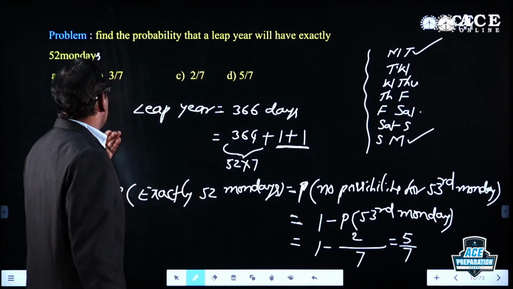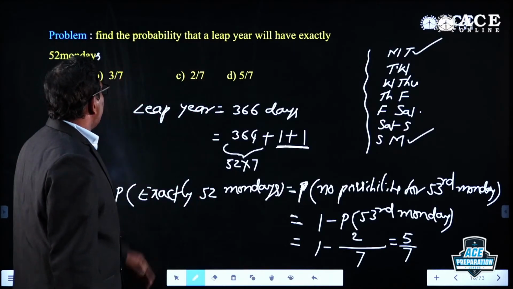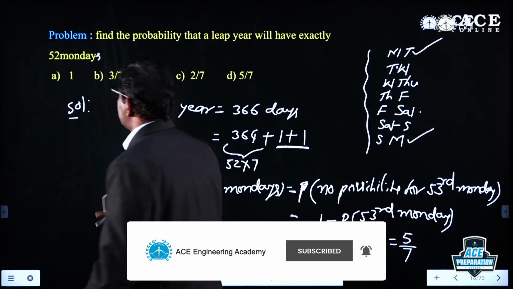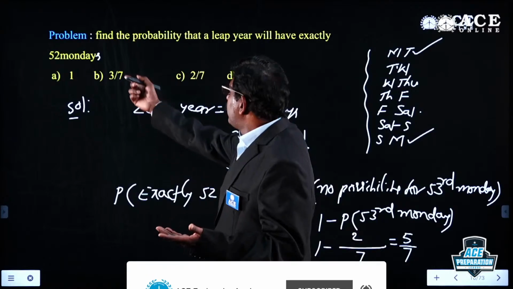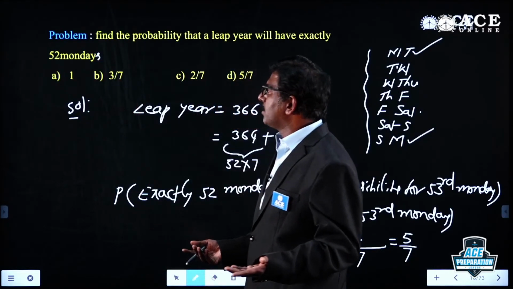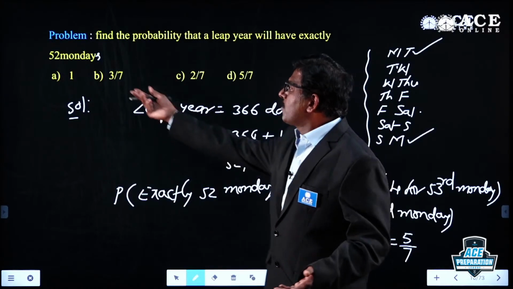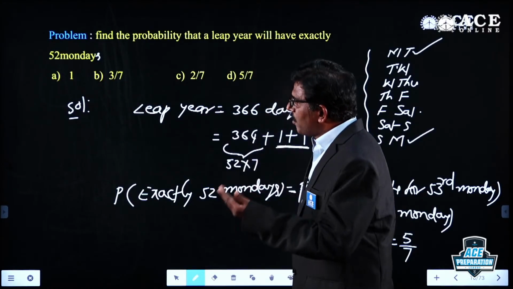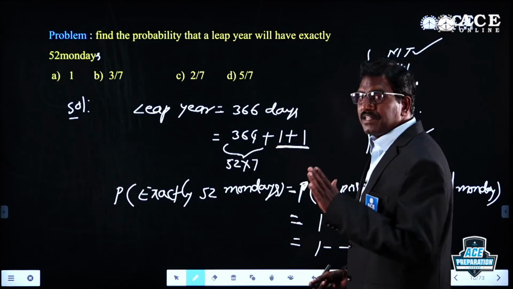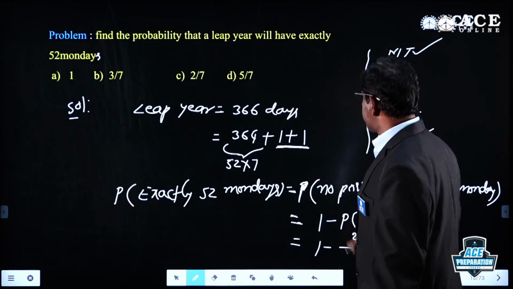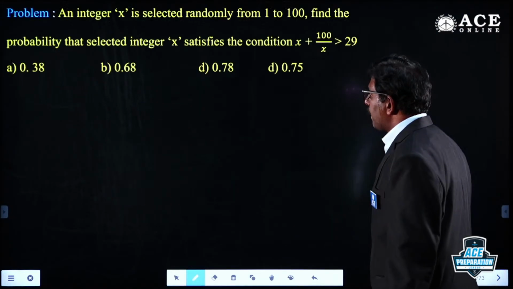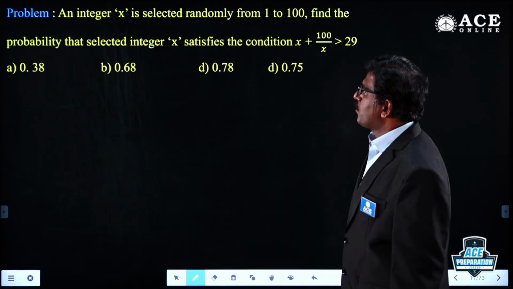Generally one may get confused. The probability that a leap year will have exactly 52 Mondays: generally a leap year has by default 52 Mondays, so you may think it is a sure event and the probability is 1. Some of you may think like this, which is why one of the options is 1, but that is wrong. 5 by 7 is correct.